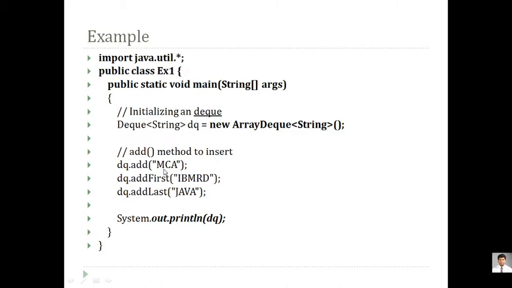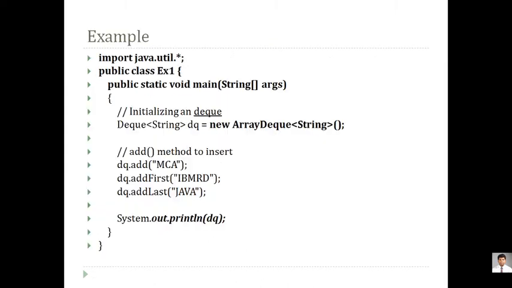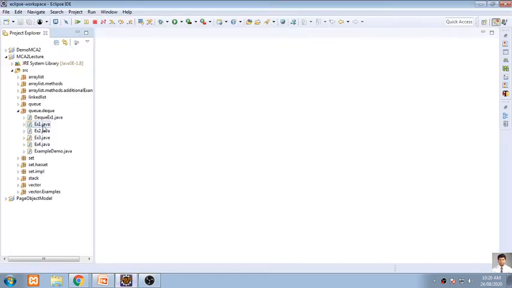I have added MCA first. Then I have added using a function called addFirst, so IBMRD will be added before MCA, and addLast will be adding Java at the end of MCA. So MCA is added first, then IBMRD, but I am specifying it with addFirst, so it will be added before the MCA, and Java will be added after the MCA. This will be added at the last because we have only three elements. We'll go for adding multiple elements also, and we'll have multiple examples of how this has been added.